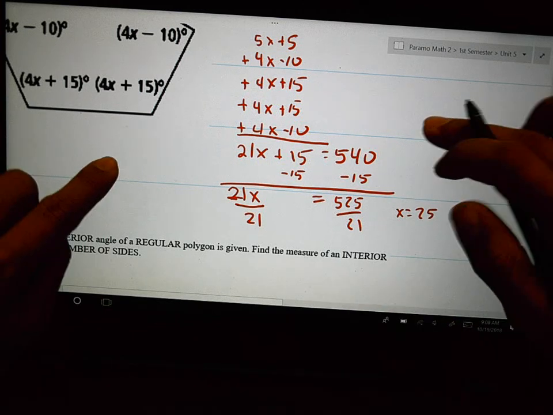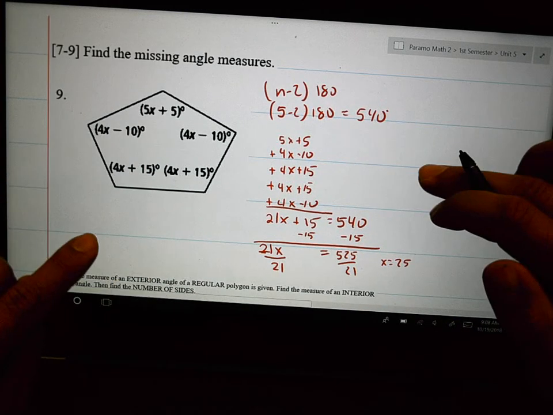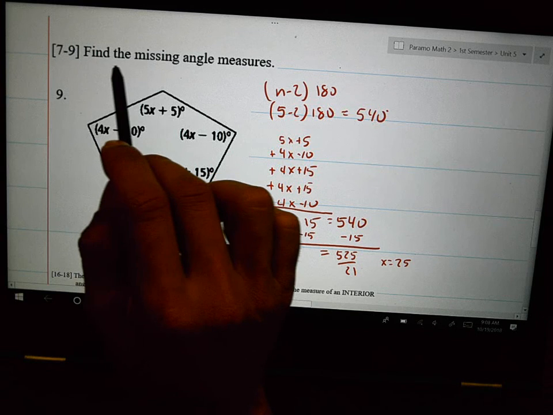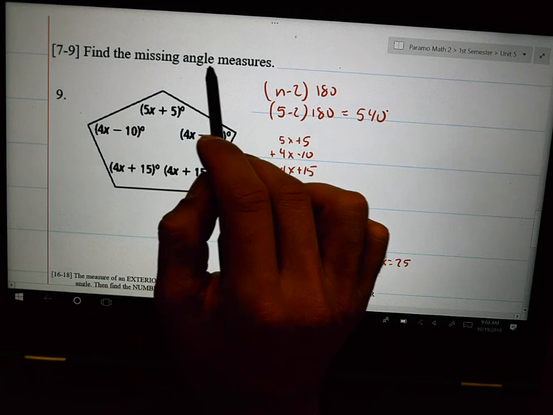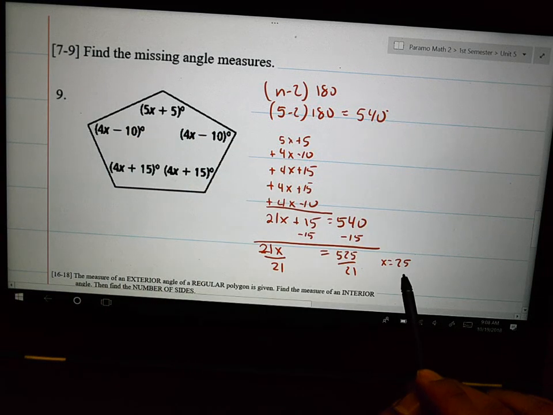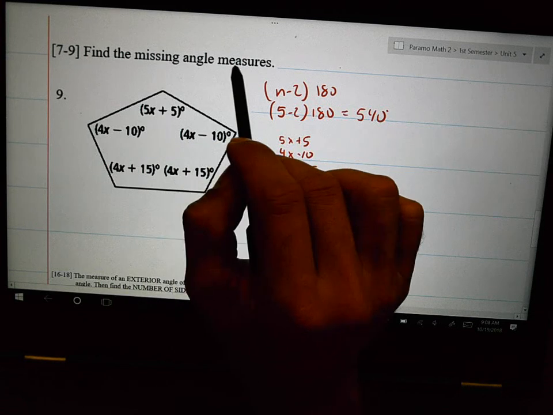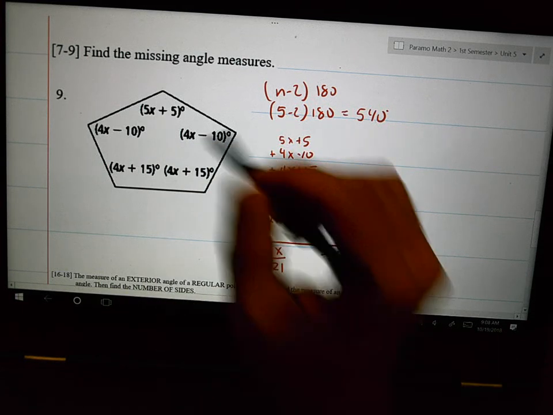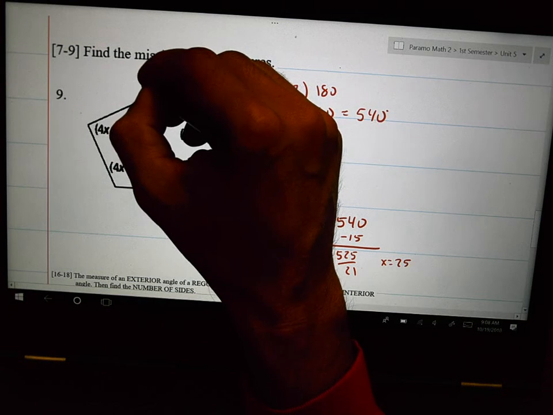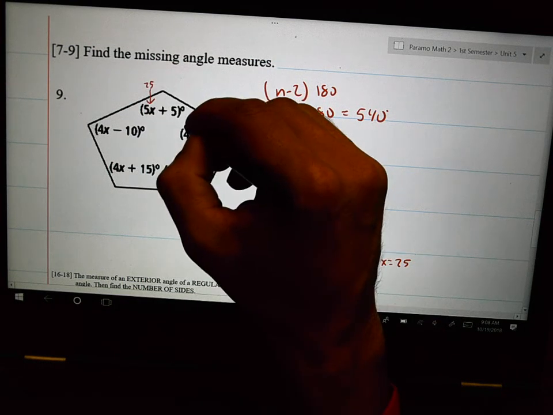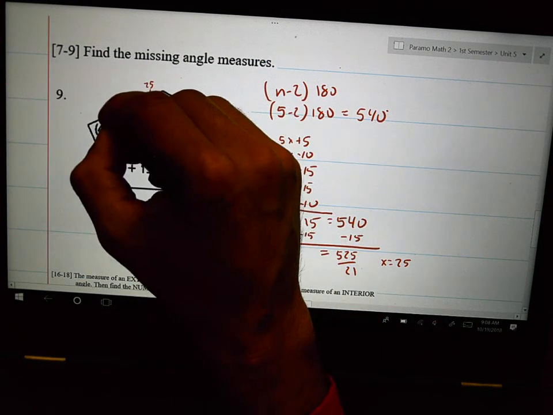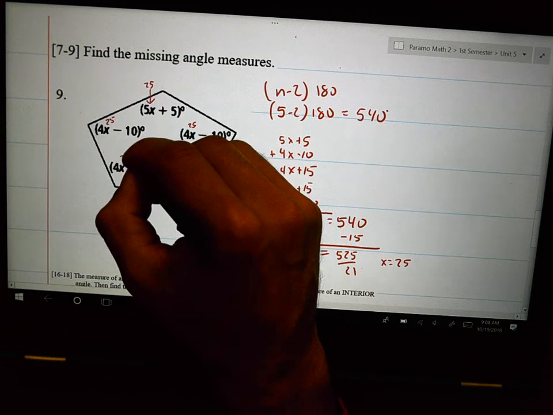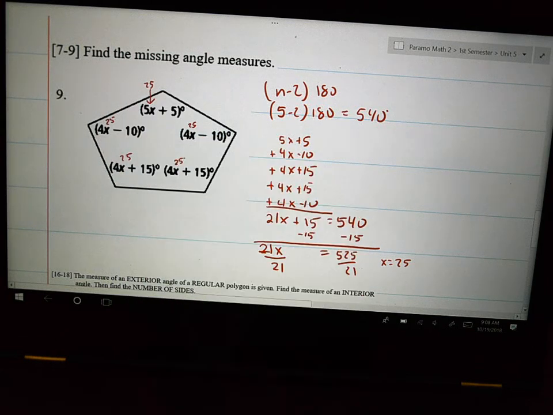Now, did I answer the question? Let's go back. Find the missing angle measures. I found x. Did I find the missing angle measures? No, I did not. What does that mean? I need to take this and I need to plug it back in so that I can figure out what each of these measures are. So I'm going to plug the 25 into each of these.